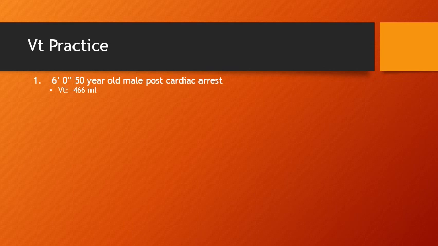So you should have gotten a tidal volume of 466 milliliters, and we would get that by multiplying his ideal body weight from earlier by 6 milliliters per kilogram, and that should give us 466 milliliters. Patient number 2 is our 81-year-old female with a CHF exacerbation. So pause the video and calculate her initial tidal volume. And for this patient, you should have gotten a tidal volume of 370 milliliters, again, by multiplying her ideal body weight by 6 milliliters per kilogram.